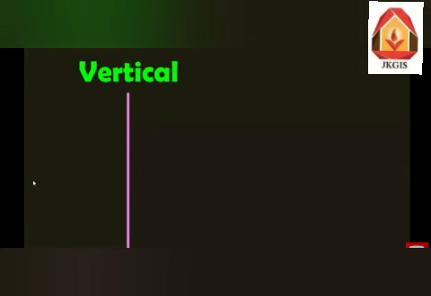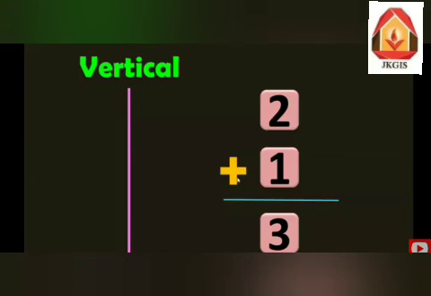Vertical addition means a line in the standing position is said to be in vertical. In this type of addition, the numbers are written one below the other and the addition symbol is put on the left side and the answer is written below like this.